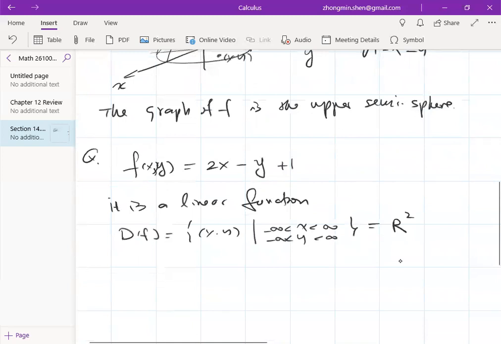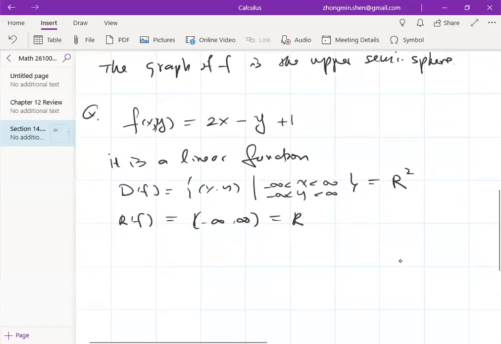The range, I think the range here will be the whole line. Okay, because for any value of z, you can find x y. So this will be the whole line. It is also denoted by R. Okay, R means the whole line. R2 means the XY plane. R3 means XYZ space.